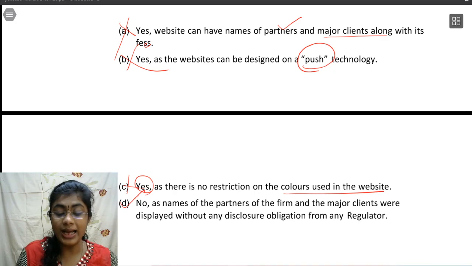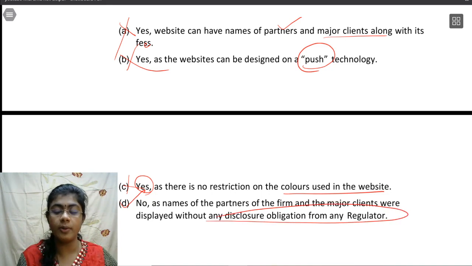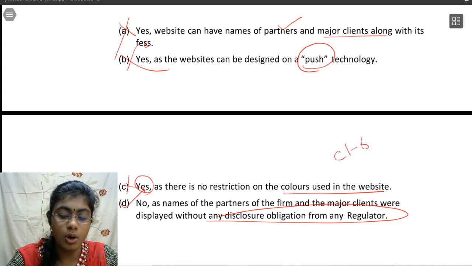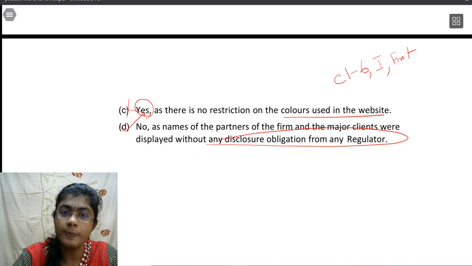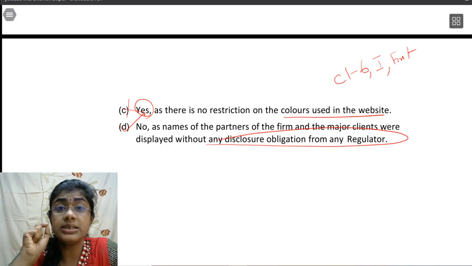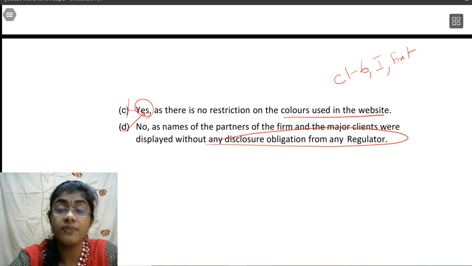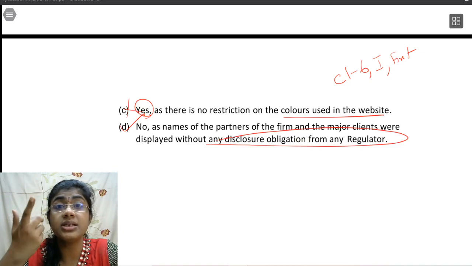We'll read. No, as the names of partners of the firm and major clients were displayed without disclosure requirement from any regulator. So that particular question is relating to Clause 6, Part 1, First Schedule, Council Guidelines with respect to website. Okay. So students, with that we come to the end of that particular integrated case study question. I hope you got a rough idea how to approach this particular question. Here itself they had linked it with ethics, tax audit, GST audit and even SA 610.